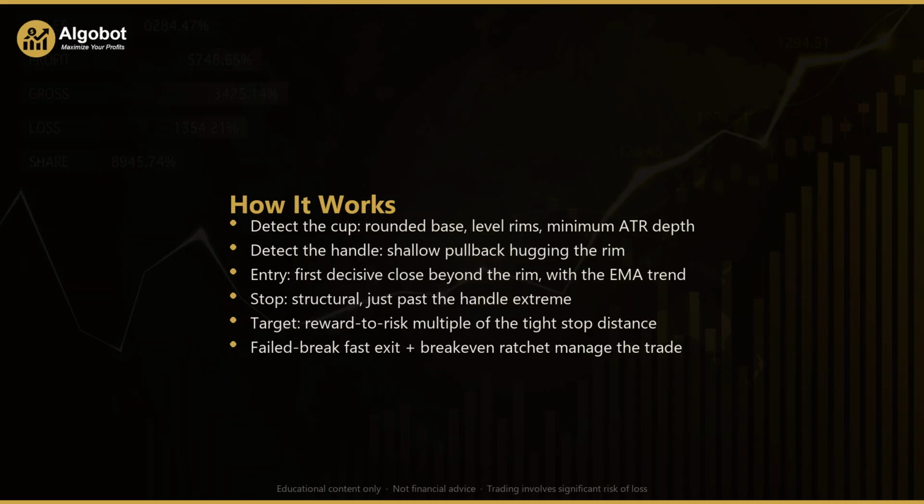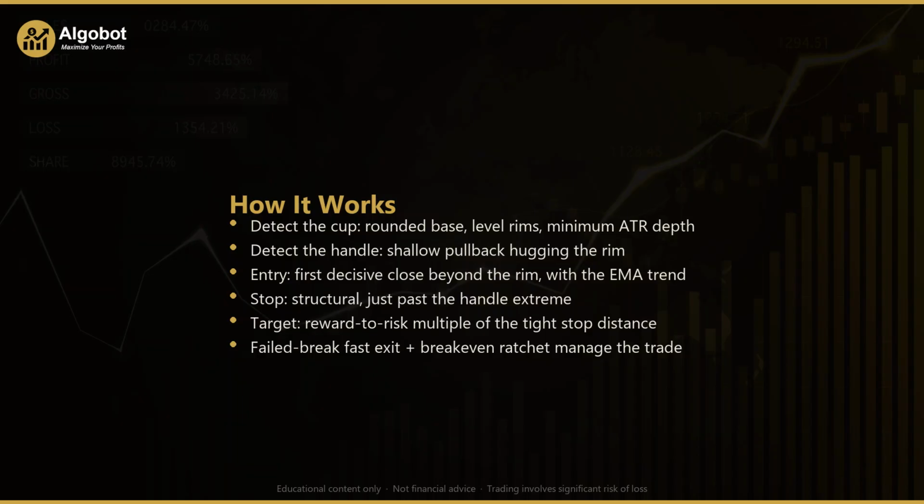Now the entry. The just closed bar is the breakout bar. To trigger a long, it must close decisively past the rim, beyond the rim plus a small break buffer, a default of 1/10 of an ATR. It must be a bullish body where the close is above the open. It must be the first close beyond the rim, and its close must be above the trend EMA. Only then does the strategy send a buy order.